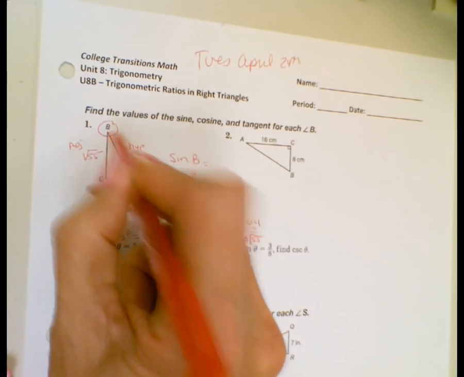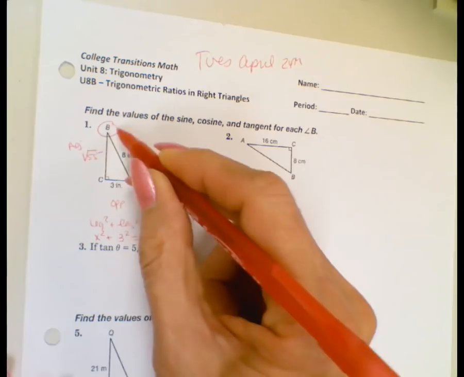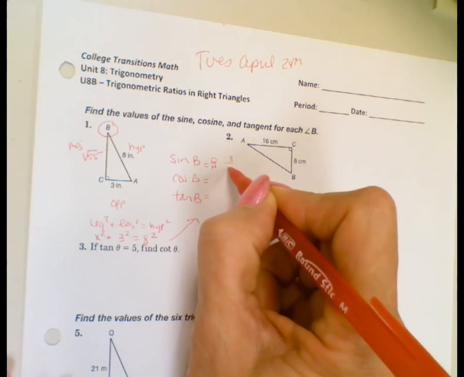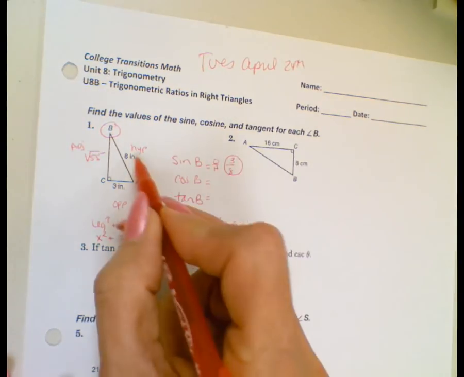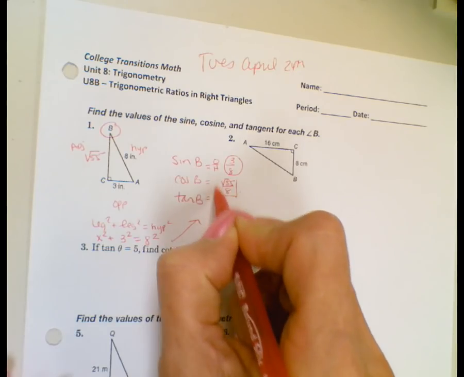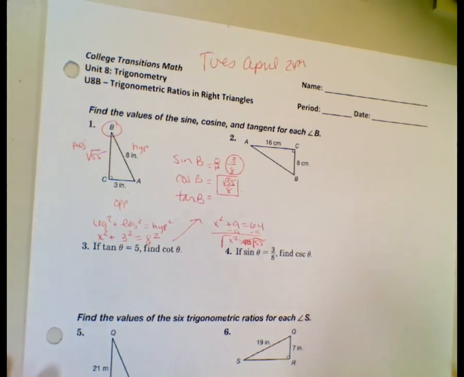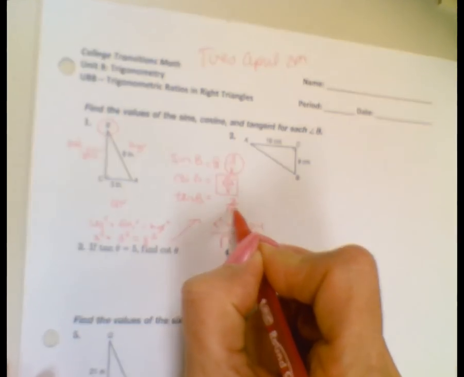All right, so then the sine, okay, wait a minute, let me write adjacent here. This is the adjacent side to B. It's right next to B. So sine, remember, is OH. So it's the opposite, which is 3, over the hypotenuse, which is 8. So that's your sine, 3/8. Your cosine is adjacent, which is square root of 55 over the hypotenuse, 8. That's your cosine. And your tangent is opposite, which is 3, over adjacent, which is square root of 55.